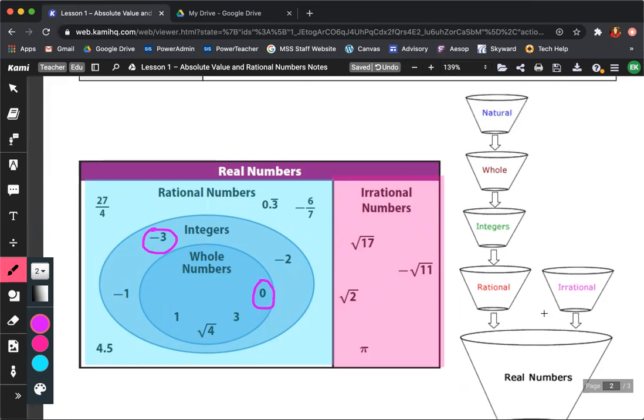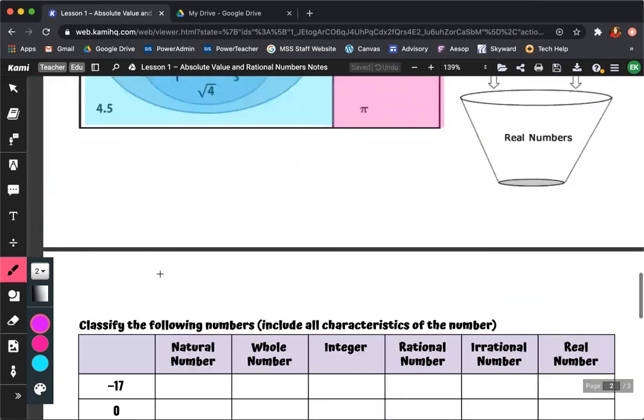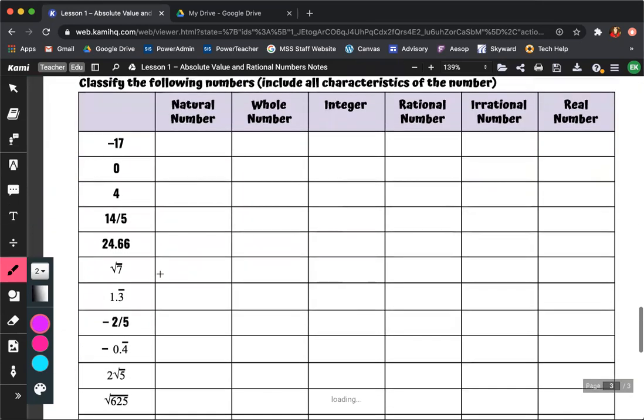And you can kind of see it broken down over here as well. A natural number is a whole number, which is an integer, which is a rational number, which is a real number. But a rational number doesn't necessarily mean it applies backwards. So let's look at this chart.